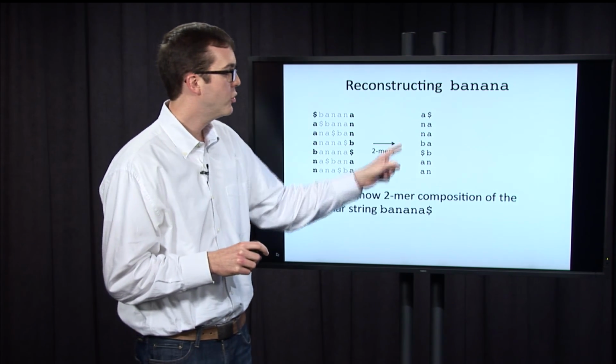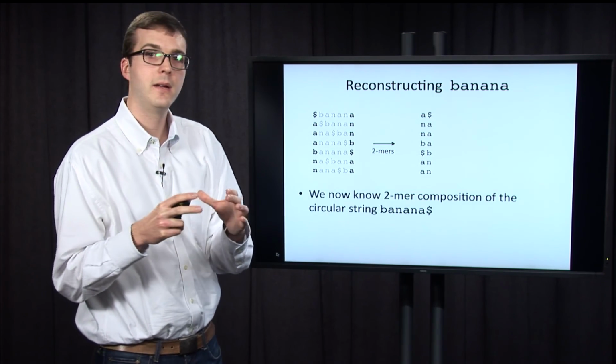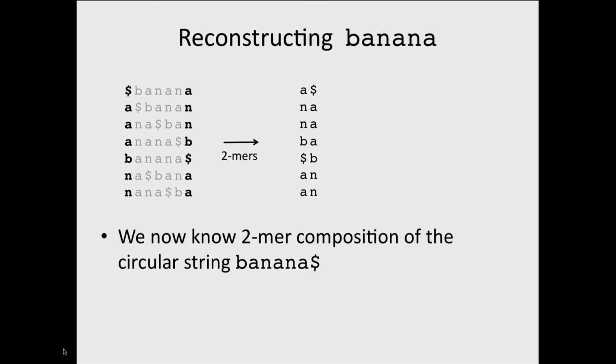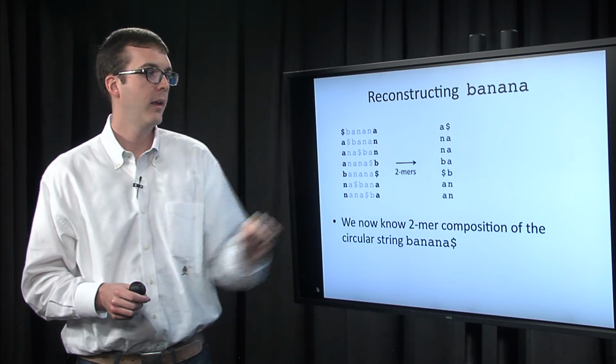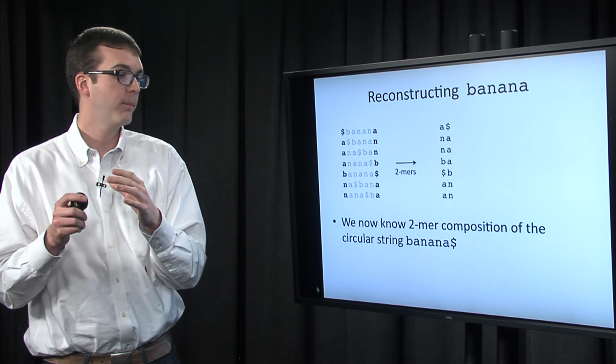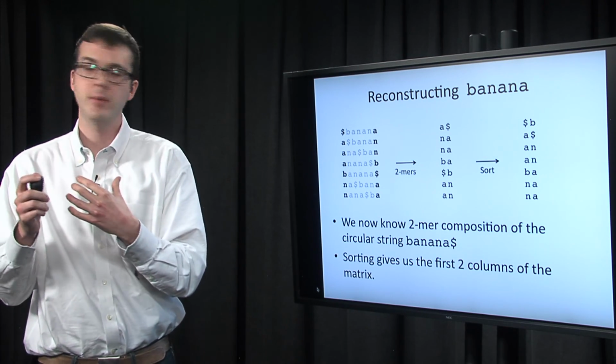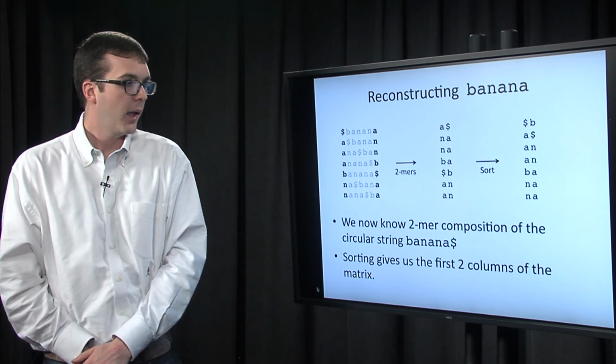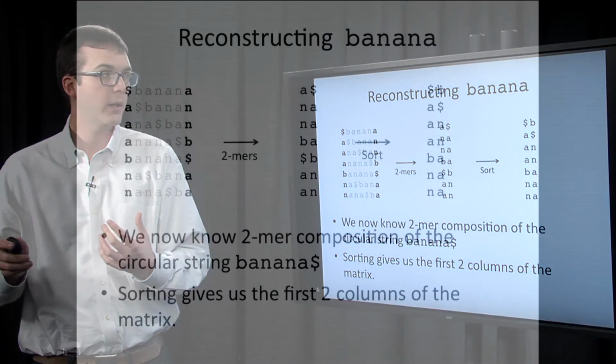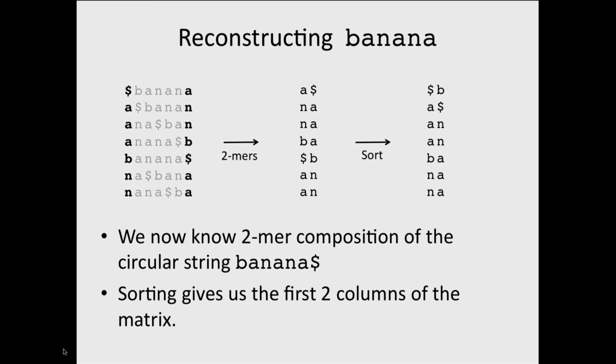So what this is going to tell us is we get 2-mers of the cyclic string banana for free. Okay? So if we're looking at the 2-mer composition of one of these cyclic rotations, we'll get a $ here. Here we'll get NA, NA, and so on. So we get the 2-mer composition of this circular string. If we then sort this 2-mer composition, we get the string shown on the right. This is going to give us the first 2 columns of the Burrows-Wheeler matrix. And the reason is that, remember, the Burrows-Wheeler matrix rows are sorted lexicographically. So if you sort the 2-mers occurring in banana lexicographically, then you should get the first 2 columns here. And I'll highlight that, right? So the first 2 columns should be $B, A$, and so on. And that matches perfectly the sorted 2-mer composition.